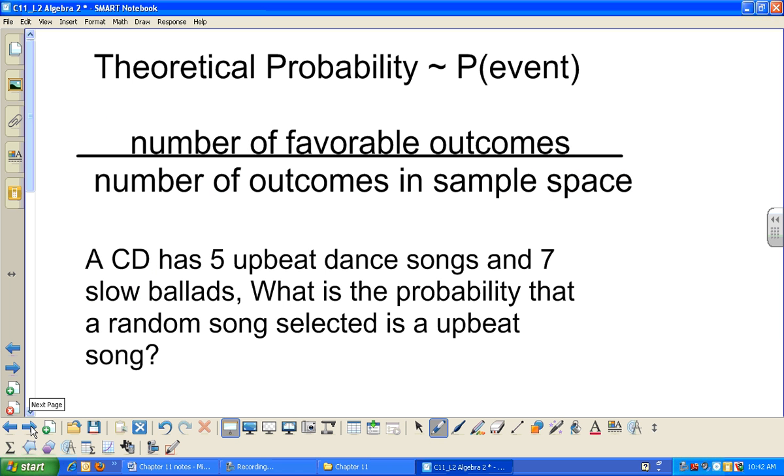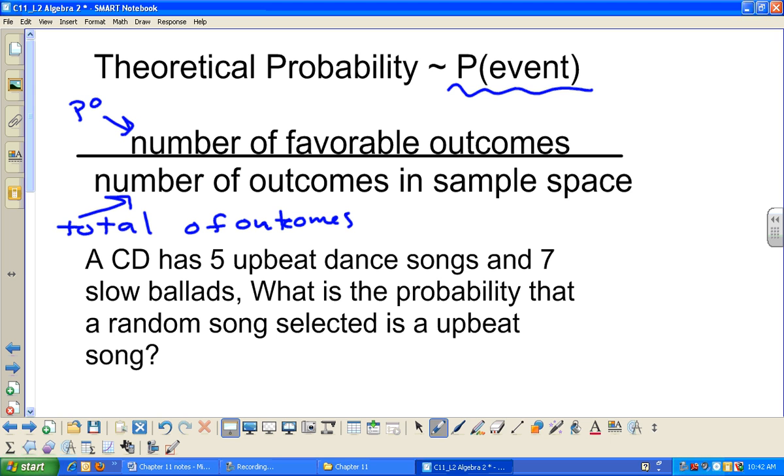Theoretical probability. We always label probability with a P and then whatever we're talking about. That stands for the probability of an event. When we're talking about theoretical probability, the total number of outcomes always goes on bottom, and the number of possibilities goes on top.